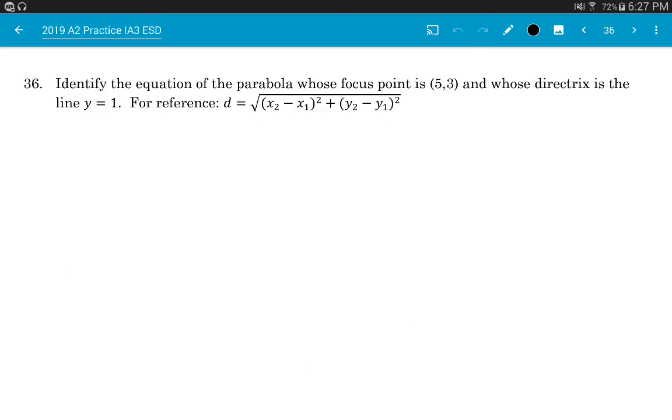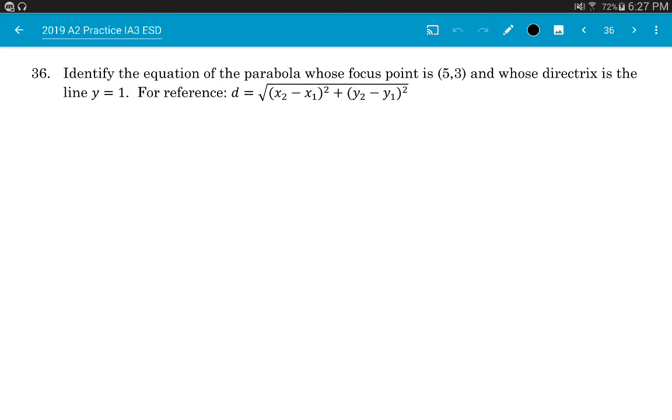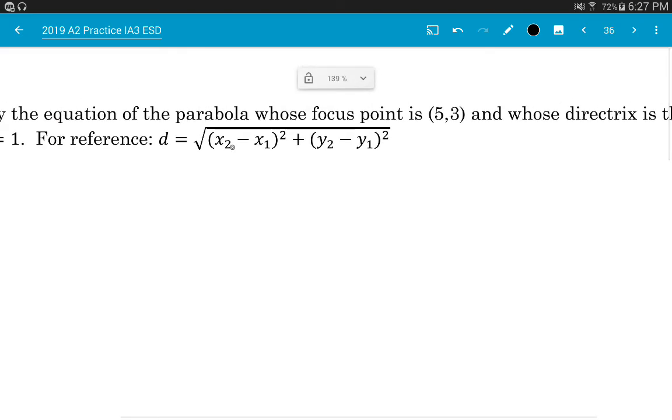36. Identify the equation of the parabola whose focus point is 5, 3, and whose directrix is a line y equals 1. Now, here's the idea. These are close to each other. They're both positive, right? This is positive y, and this is positive y. So I'm going to set this up. My points for x1, x2, y2, y1 are going to be these two points, 5, 3, and x, y.